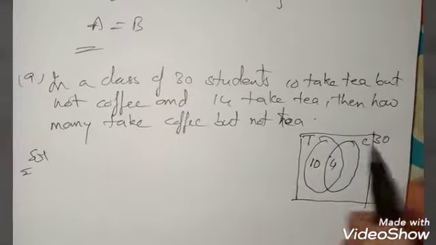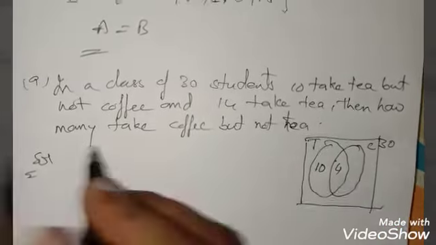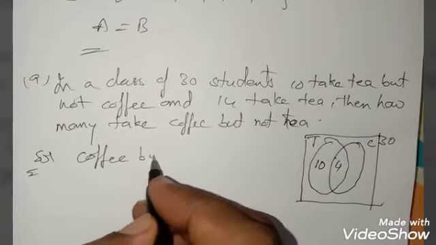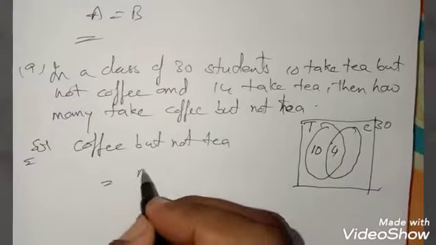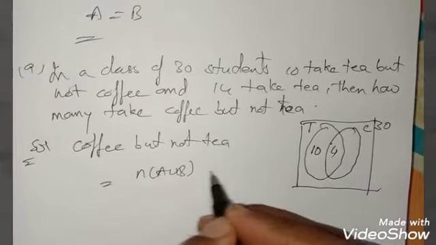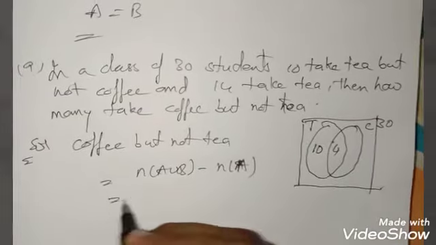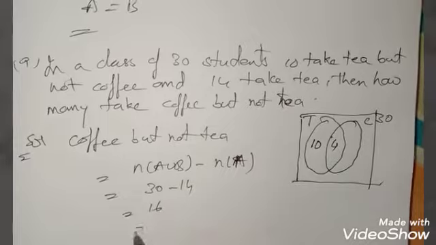Now what do we have to show? We have to show how many students take coffee but not tea. As per your formula, coffee but not tea is nothing but n of A union B minus n of T, that is A. So you can write 30 minus 14, that is 16. Okay, now the next question.